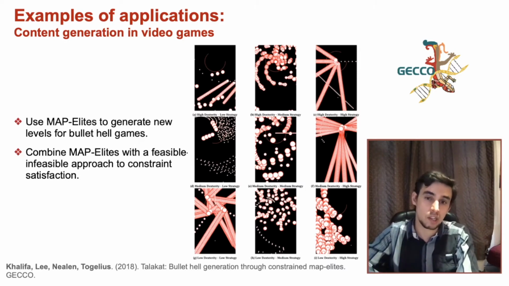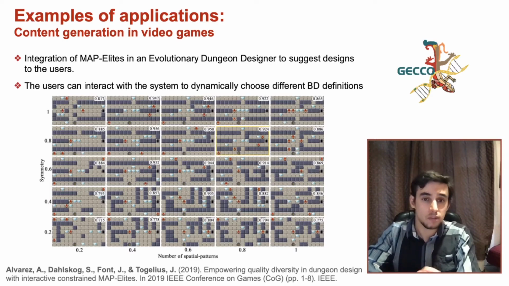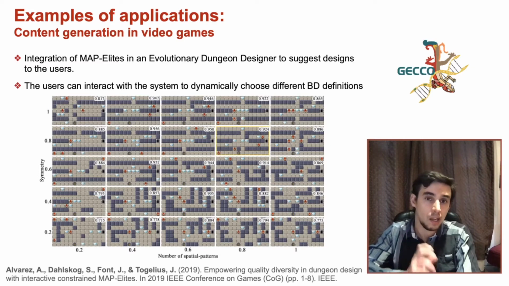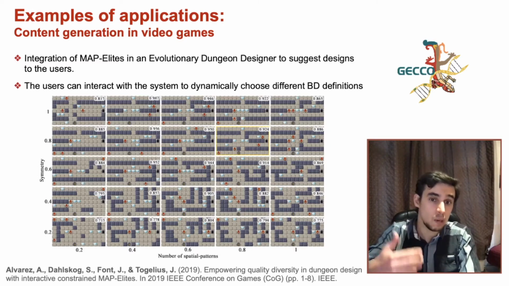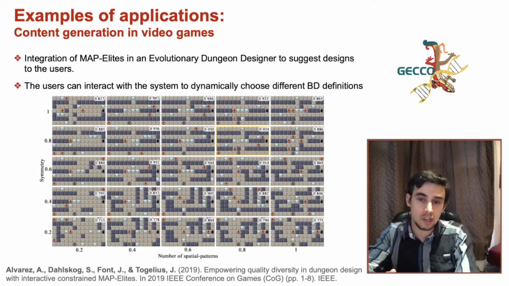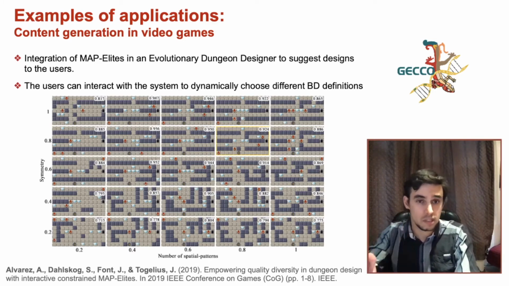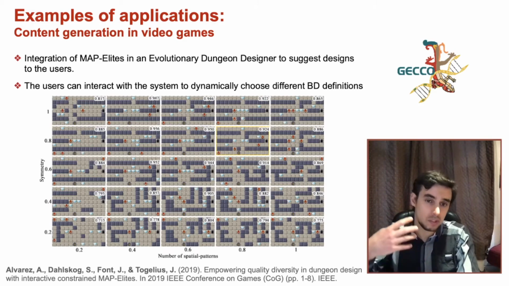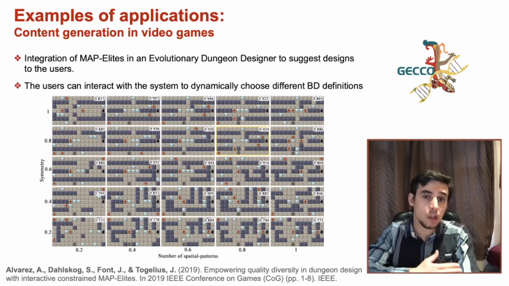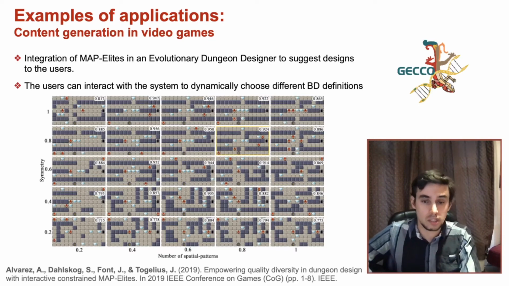In order to generate this, the authors proposed to use MAP-Elites with a feasible-infeasible approach to ensure constraint satisfaction. In another example, again for content generation, the goal in this work was to use MAP-Elites to generate dungeon designs in software that helps design this kind of level for video games. What is quite interesting is that in this task, they combine this with user interaction. In this system, the user can dynamically interact with the MAP-Elites system in order to choose different behavioral descriptor definitions depending on what is most interesting for the current design task at hand.